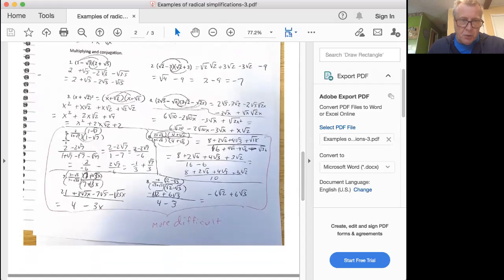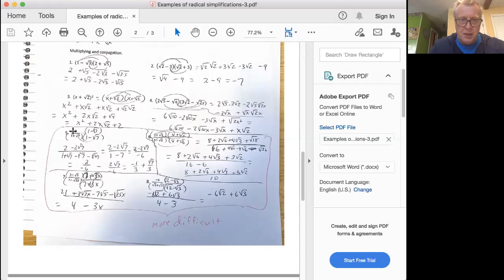So we start out with 1 plus square root of 7. Now 1 plus square root of 7 has a conjugate of 1 minus square root of 7. Again, whatever's in between the 2 here, you do the opposite in between the 2 over here. So if this was minus, this would be plus. If this is plus, this part's minus. And we multiply top and bottom by that.